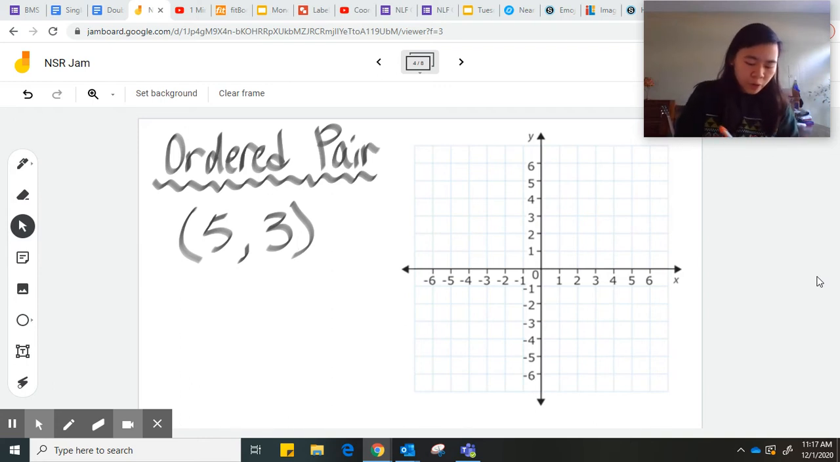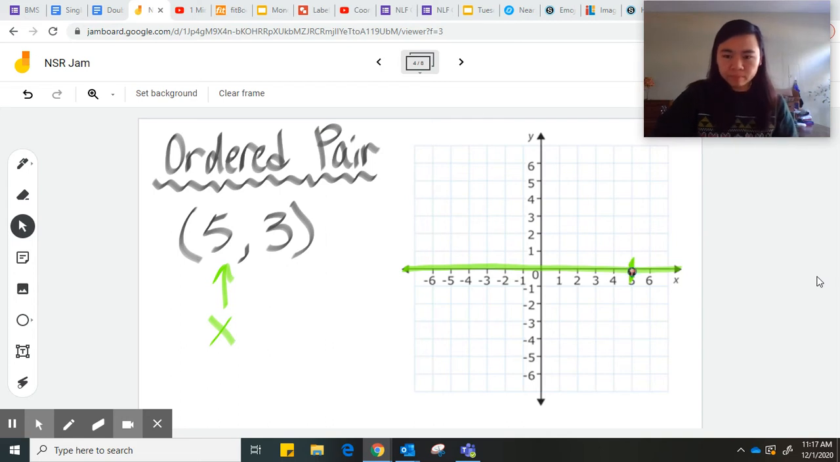Okay, now this first number is referring to where that point is on the x-axis. So this is the x-axis. The x goes left and right. Okay, this first number is always talking about where that number is on the x-axis. So this point 5, 3 is at the 5 on the x-axis. So this is where the 5 is on the x-axis, right?